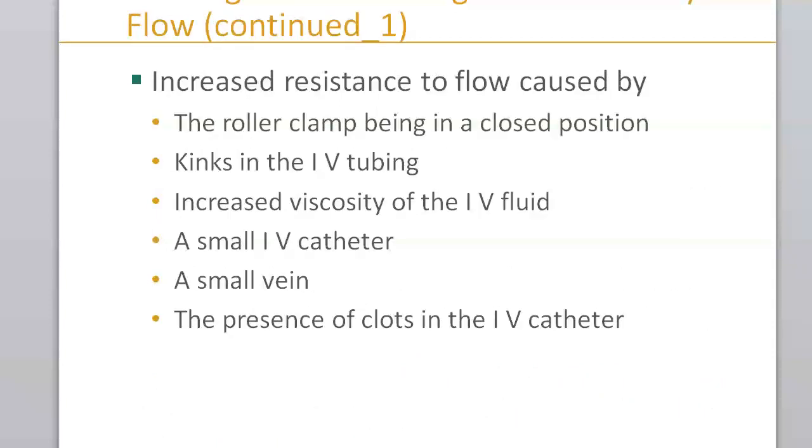And then we have increased resistance to flow, which can be caused by the roller clamp being in a closed position. There could be kinks in the IV tubing. Also the viscosity of the IV fluid, a small lumen IV catheter, a small vein, or also the presence of clots in the IV catheter.